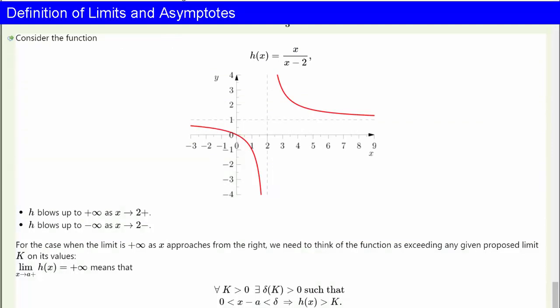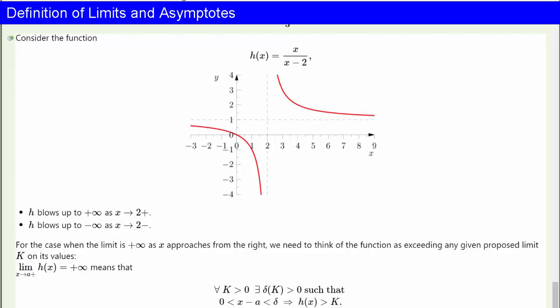Finally, a word on functions that blow up. Consider the function h of x equal x over x minus 2, which is undefined at x equals 2. Here is its graph. From the graph and the formula defining the function h, we can see that h blows up to plus infinity as x tends to 2 from the right, and blows up, or maybe we should say down, to minus infinity as x tends to 2 from the left.